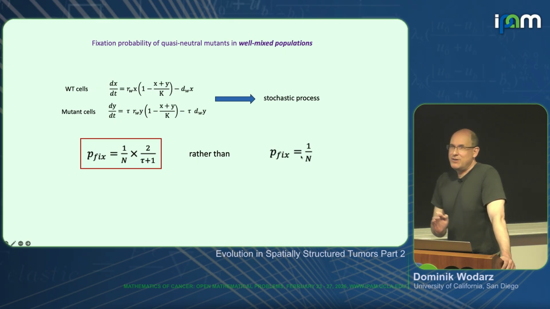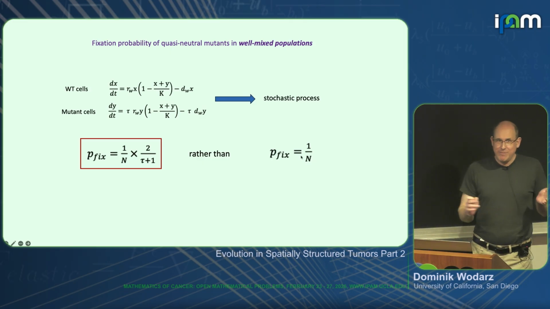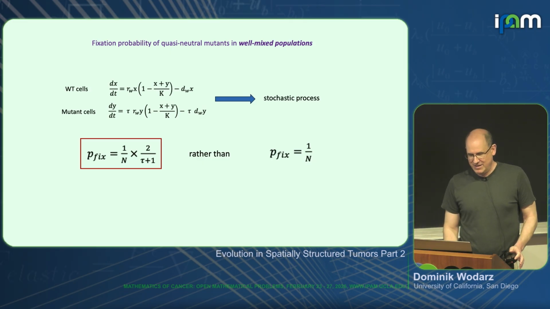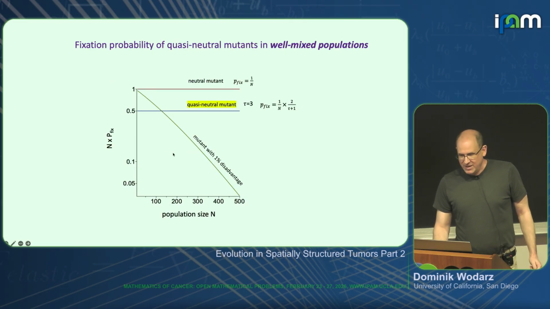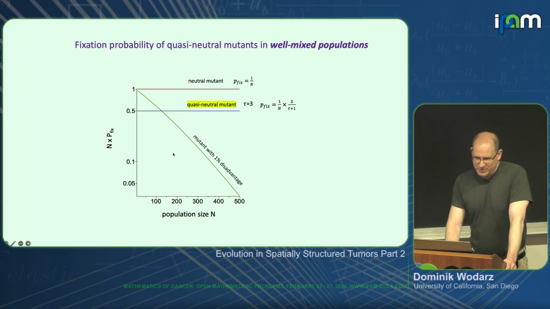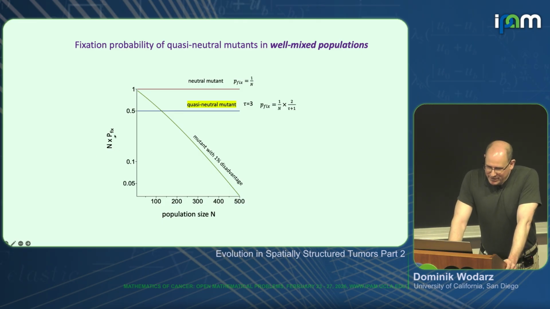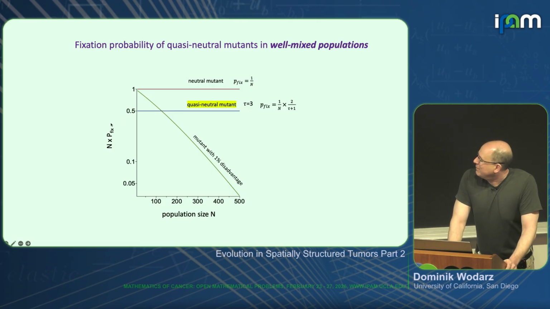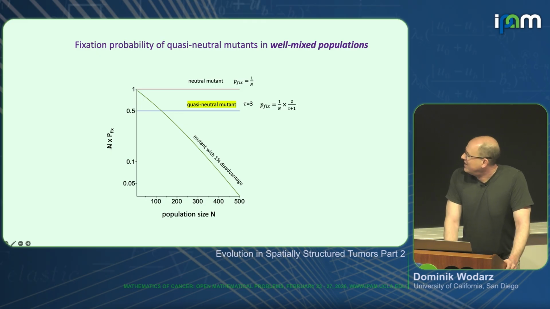So it's interesting because the quasi-neutral mutant has the same reproductive output as the wild type, but its fixation probability is lower than neutral. Is it disadvantageous? No, it is not. To see that, look at this property. We have not the fixation probability, but the fixation probability times the population size. If you have a neutral mutant, that n times 1 over n is constant. For the quasi-neutral, it's lower, but it's also constant. For a disadvantageous mutant, this drops exponentially, right?